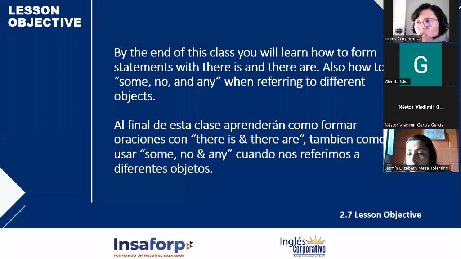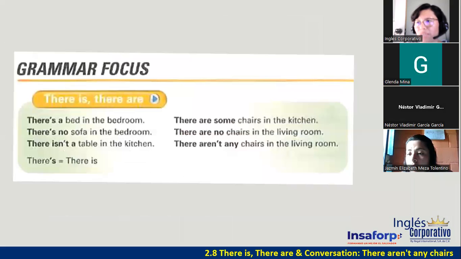Luego, yo les expliqué cómo usar lo que es there is, there's no, there isn't. También vimos there are some, there are no, there aren't any. Right? So let's be careful that whenever we use them, we know that these ones are for singular and these ones are for plural. Okay? So here we have the singular form. There is a bed. Just give me one moment.